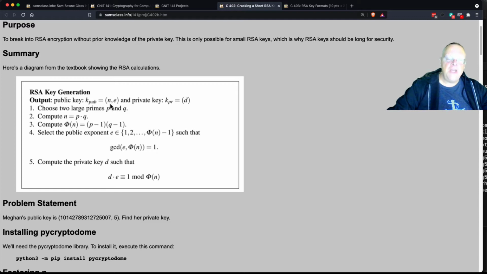But when you decrypt it, you have to find the decryption key, and you get that from phi of n. And then you compute the private key so that d times e is 1 mod phi of n. And that will cause your raising things to the power d to undo the encryption operation.